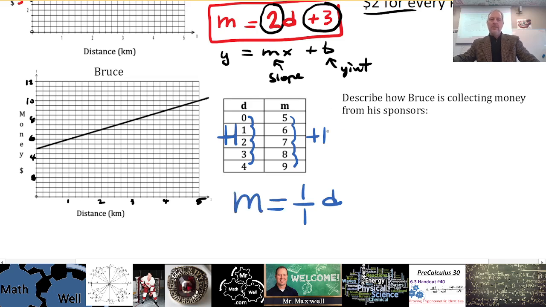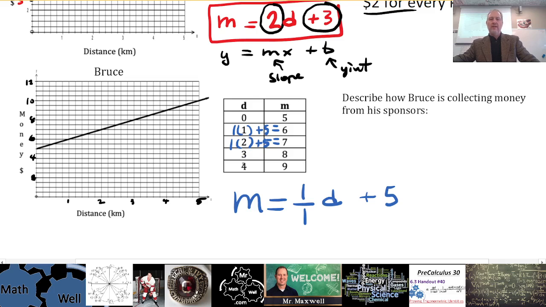Okay. Now, does that fit if I test some points? So 1 times d, does that equal 5? 1 times 0 is 5? Nope. I would have to adjust that by adding 5. Let's see if that works for the other ones. 1 times 1 plus 5, does that equal 6? Yes. 1 times 2 plus 5, that equals 7, correct.